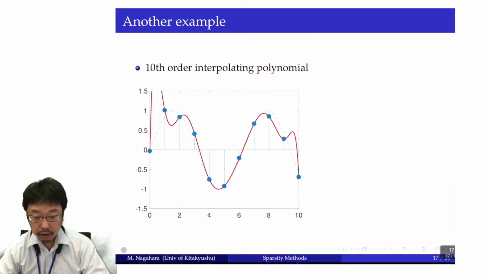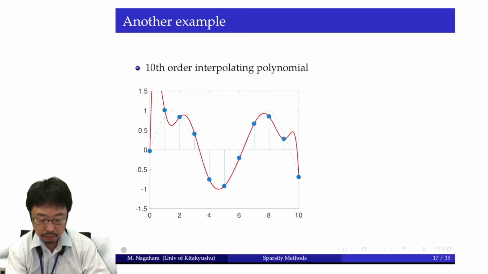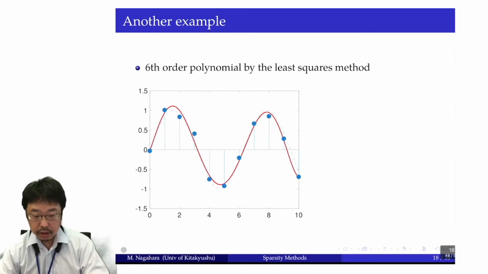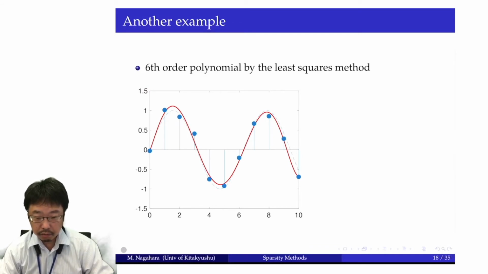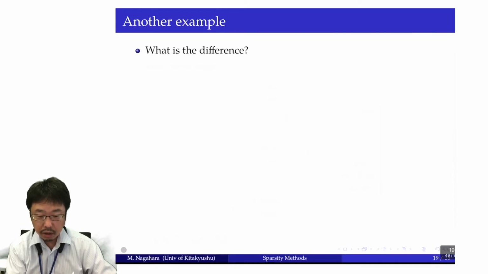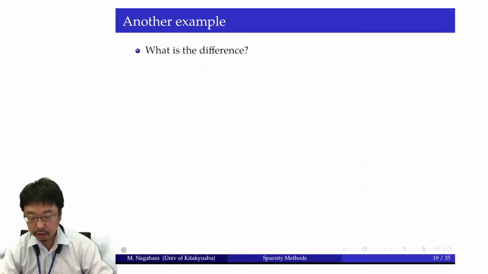This is the 10th order interpolating polynomial. This shows overfitting. This is a 6th order polynomial by the least square method. This is good. So what is the difference between the 10th order and the 6th order polynomials?